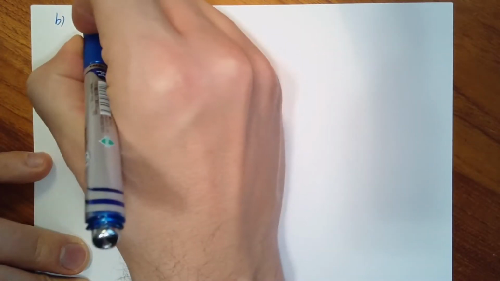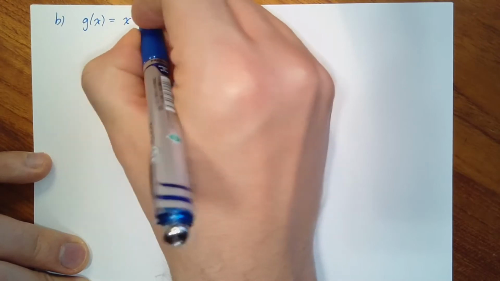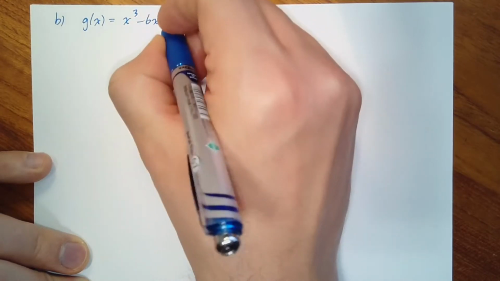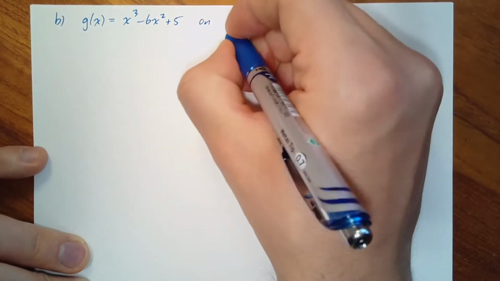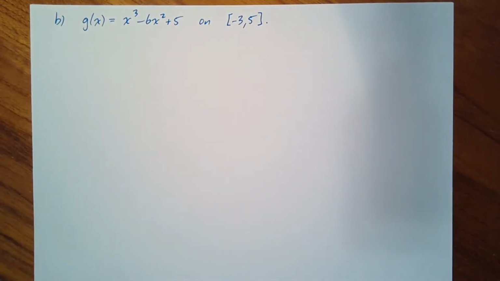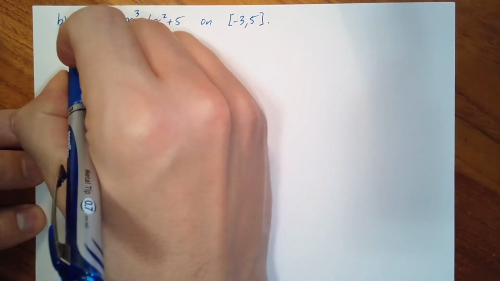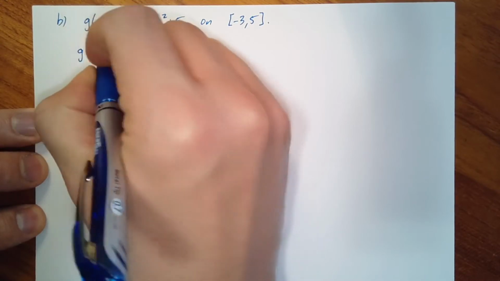So just because the function was defined on the previous page, I'll write it down here: we've got g of x is x cubed minus 6x squared plus 5, and the interval we'll use is -3 to 5. That was the interval we were given. So step one, find the critical numbers. Take your derivative right off the bat, because we need it to find the critical numbers.